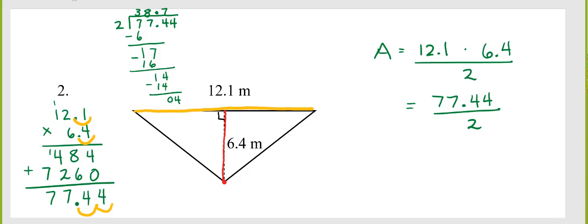One more time. 2 times 2 is 4. Do your subtraction. You're finished. So your answer will be 38.72. What's your unit? Square meters.